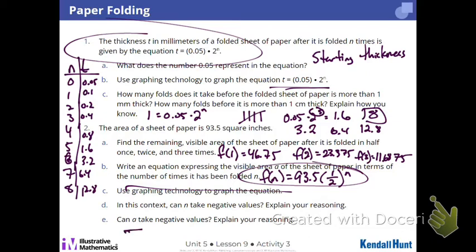What about A? A is the initial value. Can we start with a negative on our initial value? No, we have to have area of paper. Otherwise, there is no paper. Cool.